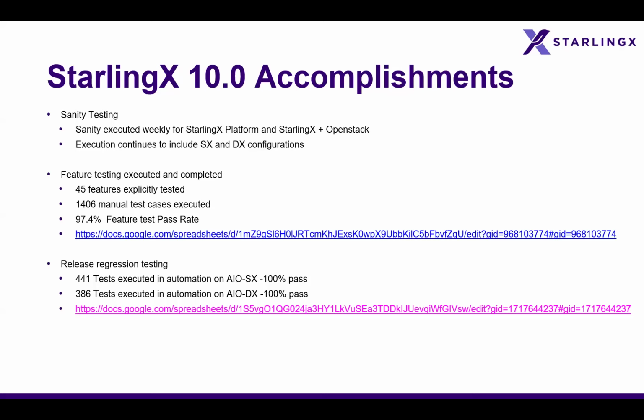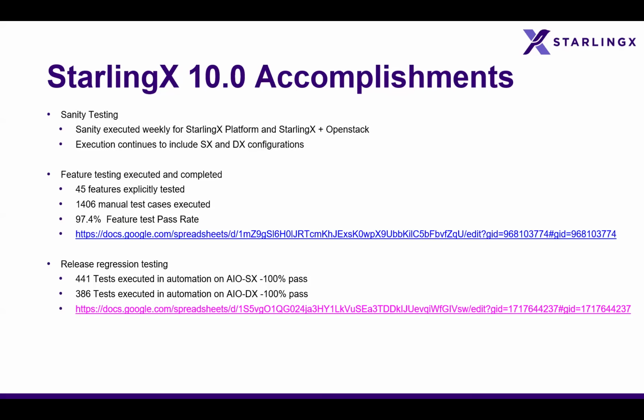In terms of the feature testing for 10.0, we had 45 features that were explicitly tested. Some got tested through regression, but explicitly tested with manual execution were just over 1,400 test cases with a 97.4% pass rate. Fun fact, when I was creating these slides, I was basing them off a template from 9.0. We had the same pass rate in 9.0 that we had in 10.0 across our features. There's a link to the feature tracking spreadsheet in Google Docs so that you can see any detail around each of the features and the number of tests executed.